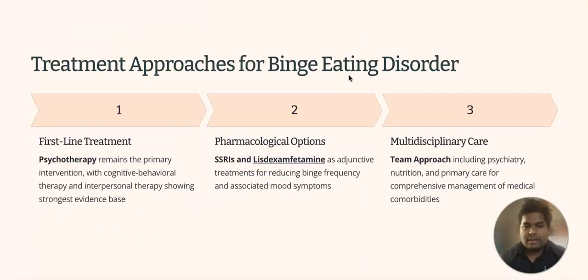Now, how do we manage binge eating disorder? Again, first-line therapy in binge eating disorder is psychotherapy: cognitive behavioral therapy and interpersonal therapy. Pharmacologically, SSRIs and lisdexamfetamine. This drug we use in binge eating disorder, whereas in bulimia nervosa we try to go with SSRI only, but in binge eating disorder we can also use lisdexamfetamine. And it will always be a multidisciplinary approach with a psychiatrist, psychologist, dietitian, and general physician.